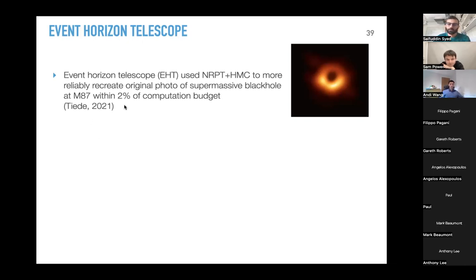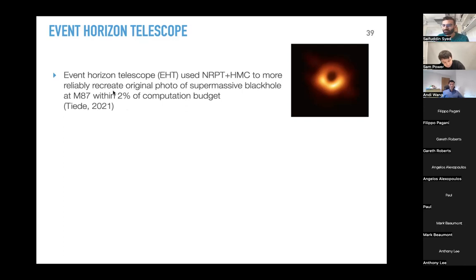And in 2020, they implemented our work, and they were able to recreate the results of the original photograph in about 2% of the computational budget. I think the original photograph took around 5-ish days, and they had to run it multiple times just to make sure that everything was working. Whereas they were able to recreate the results of this photograph within about 45 minutes.